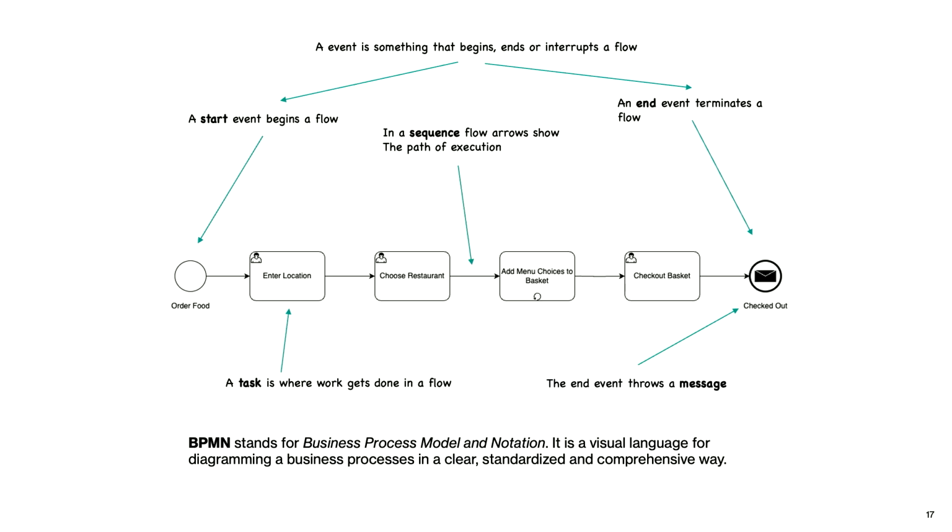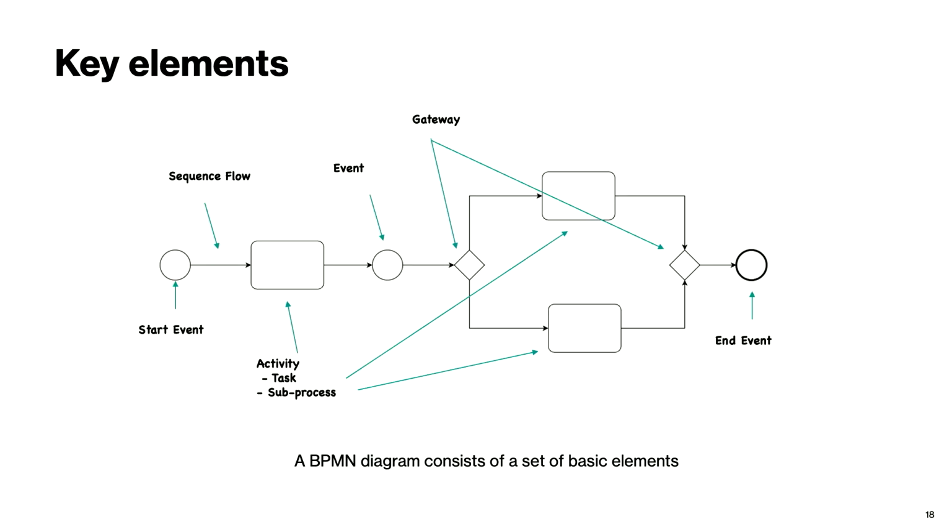This is called a sequence flow, and those arrows show a direction of travel. So we do enter location, choose restaurant, add menu choices to basket, and we create the basket. So the key elements of diagrams: you can see there's a start event, a sequence flow, and activities. Activities are a task, which is the atomic unit, or a sub-process, which basically says there's a complicated sub-bit going on here. I don't want to show it to confuse the main diagram, so I'll basically indicate that there's a sub-process, and you can go look at the sub-process elsewhere.